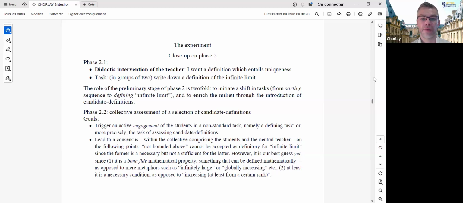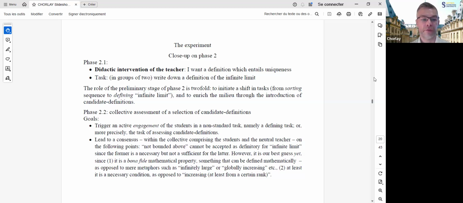So write down a definition of the infinite limit. So the role of phase 2.1 is twofold. First, to initiate a shift in tasks, from a task of sorting sequences to a task of defining infinite limit. And also to enrich the milieu through the introduction of candidate student-generated definitions.